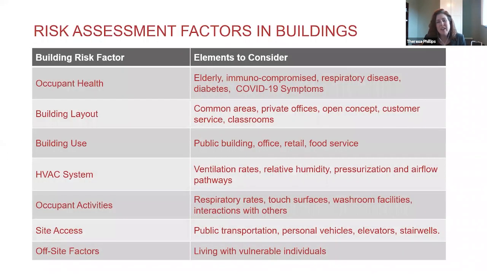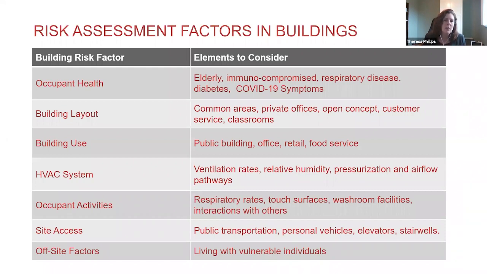This table shows examples of some of the risk factors that would be looked at. So on the left-hand side, you see a bunch of categories or risk factors. Occupant health is definitely one. Occupant demographics is another. So age, whether they're elderly, are they immunocompromised? Do they have potential conditions that make them more susceptible to infection?